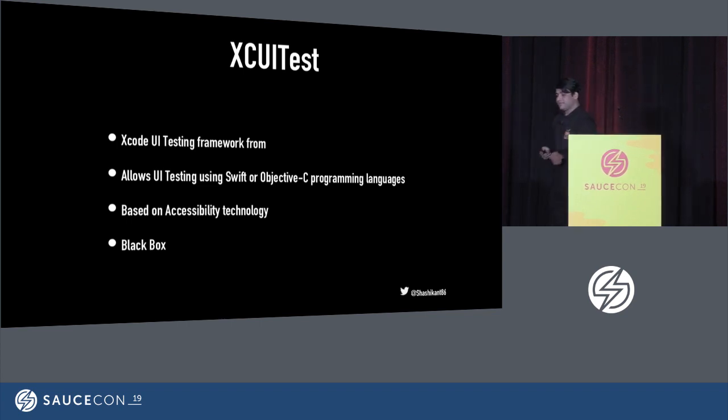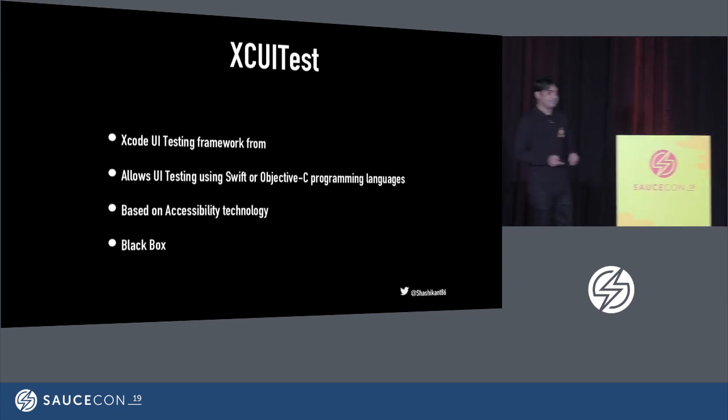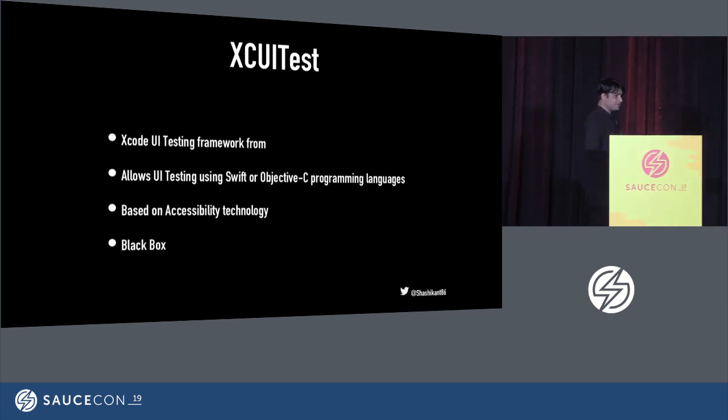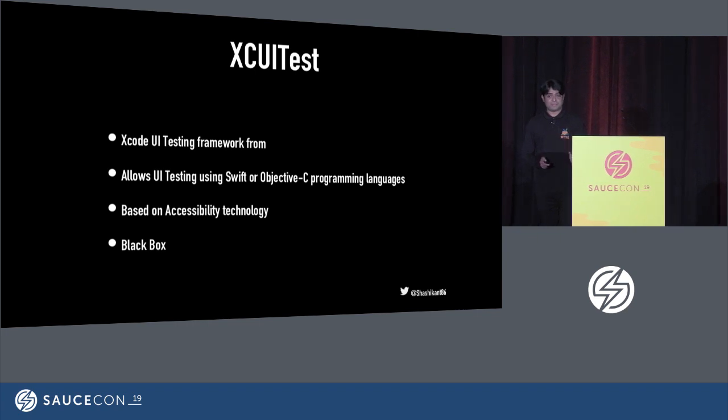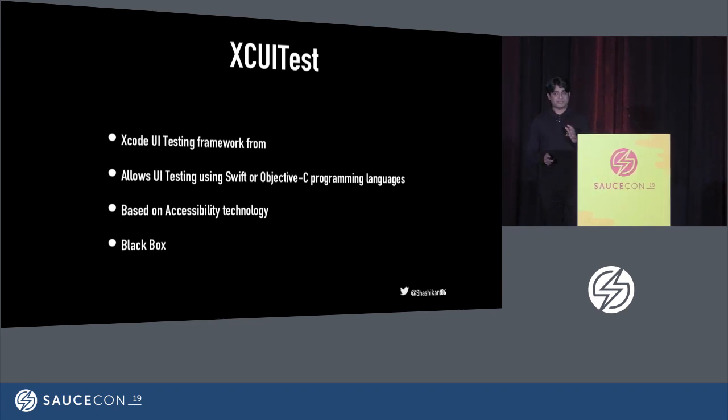XCUITest is based on the accessibility technology. What it means is, if you want to use XCUI, then you need to have accessibility identifiers. So whenever you declare any UI element in your app, you have to make it mandatory to have an accessibility identifier. Without accessibility identifier, XCUITest is useless.